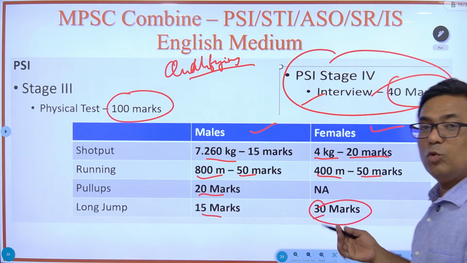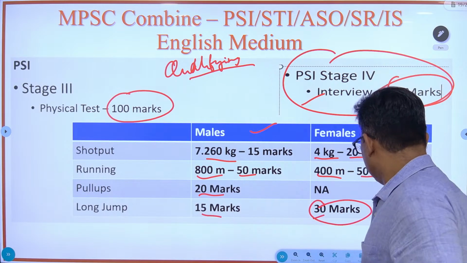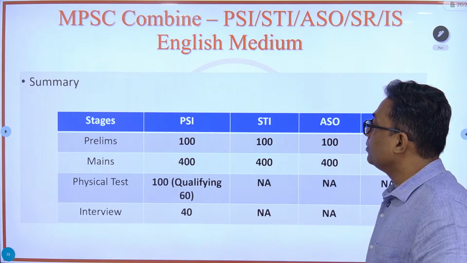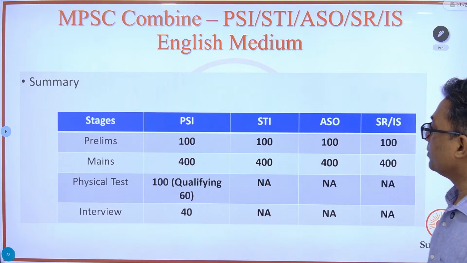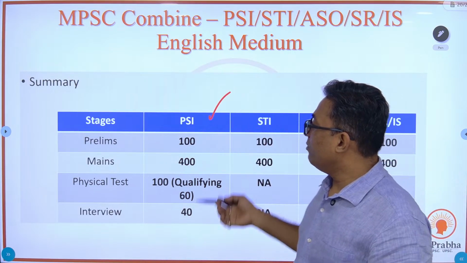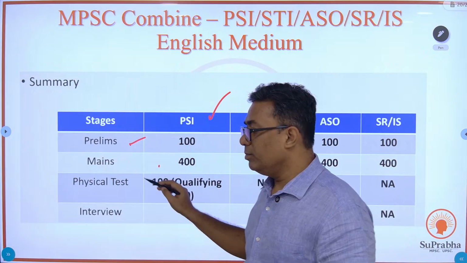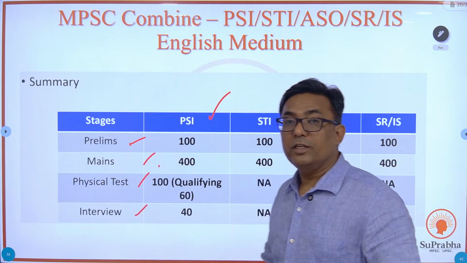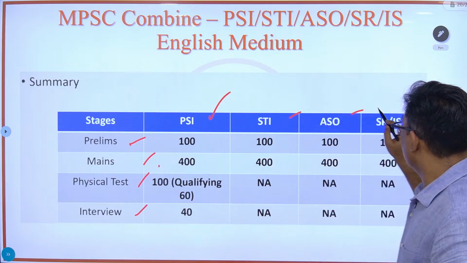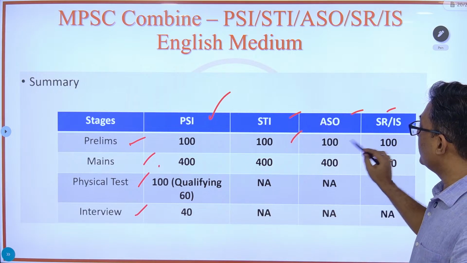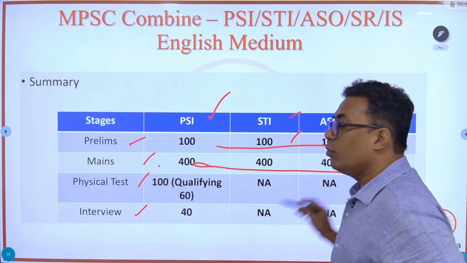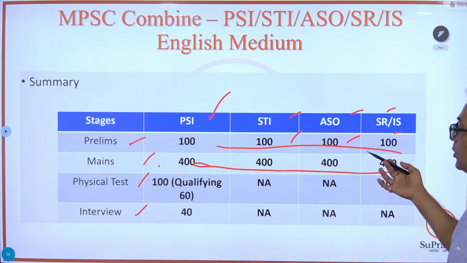बाकी सगळ्या एक्झाम्सला 2च स्टेजेस आहेत, प्रिलिम्स आणि मेन्स. ओके, सो लेट्स हॅव अ समरी. PSI you will be having 4 stages: prelims, mains, physical test आणि interview. Okay, STI, ASO, SR, IS यांसाठी 2च आहेत, prelims आणि mains. Prelims would be for 100 marks, mains is for 400 marks. So this is the summary.